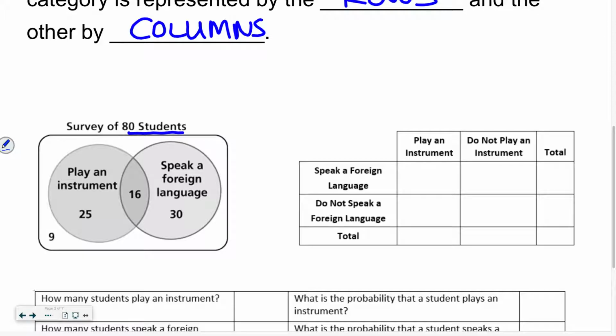So let's see if you can take a minute with your pods and fill in the blanks in that two-way table off to the side. What numbers go where? See if you can get an idea for that.